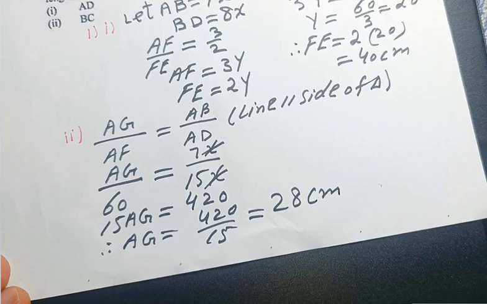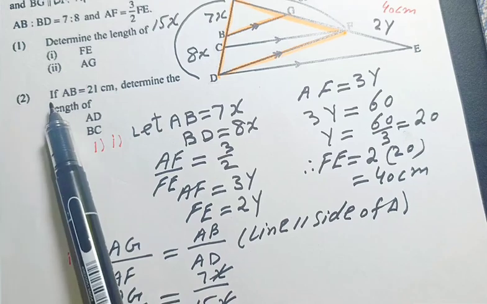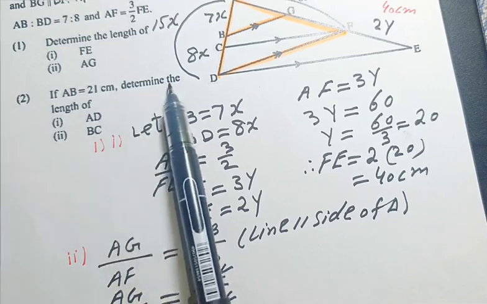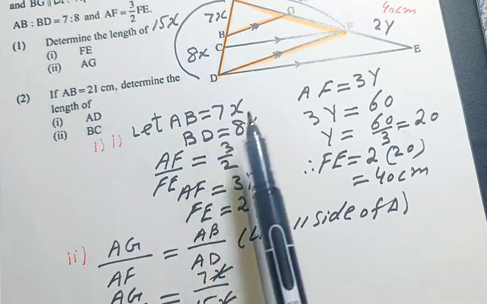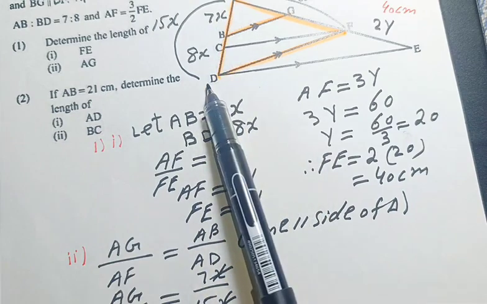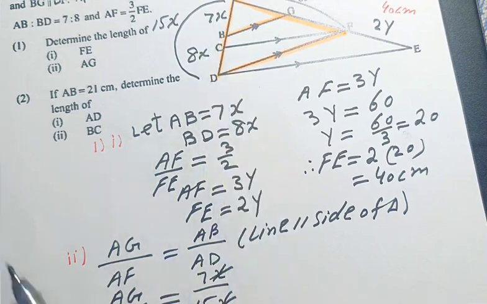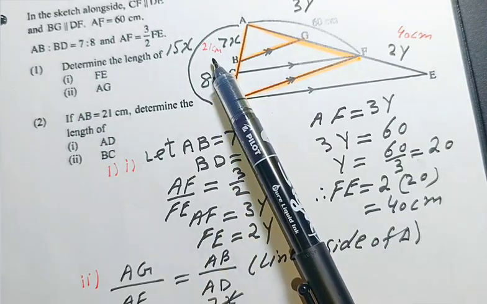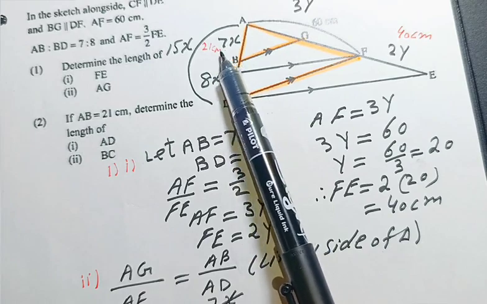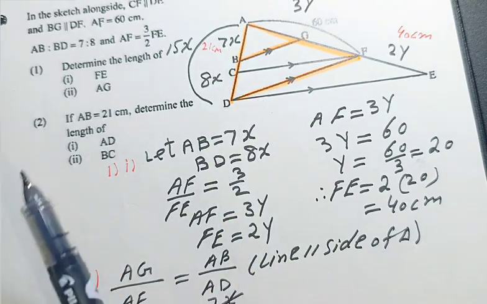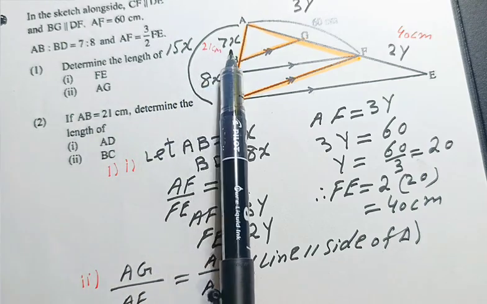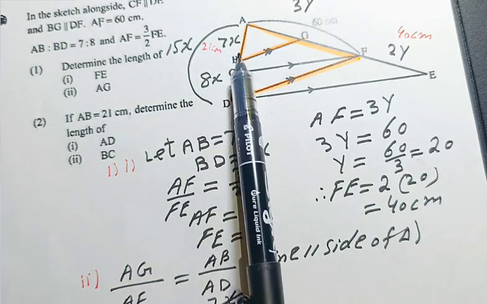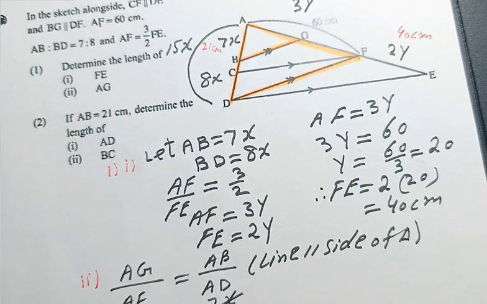So we find the AG now. That's the answer, 28 centimeter. Second part of the question, he says if AB is 21 centimeter, determine the length of AD. So you're looking at the length of A to D now, and he says AB is 21 centimeter. So AB is 21 centimeter, and 7x is equal to 21 centimeter.